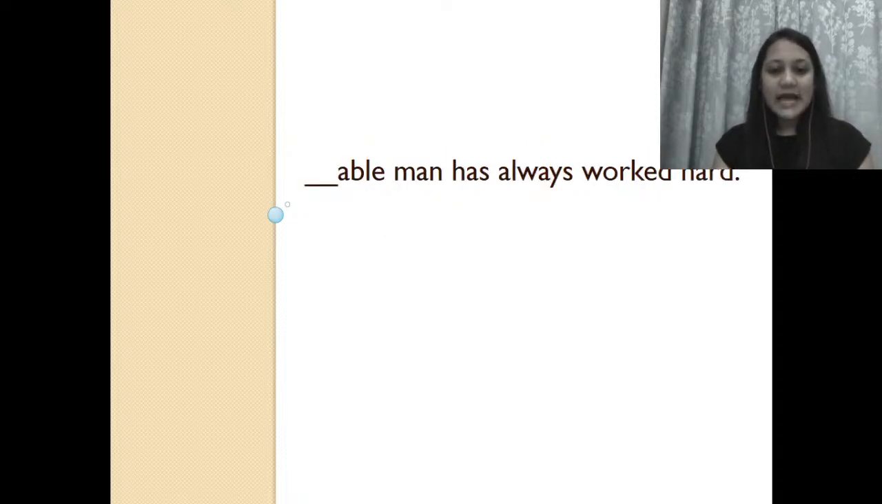Next, dash able man has always worked hard. It says, dash able man has always worked hard. The answer is an able. It is very clear, right? Because now we know how we are supposed to use it. So it is able, right? The sound is that of A, okay? Clear? So that is why we have put here, an able man has always worked hard.